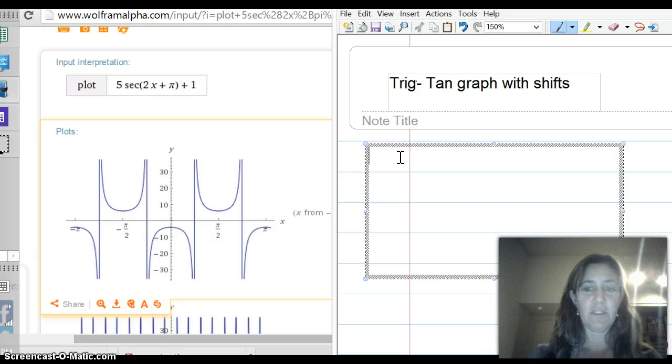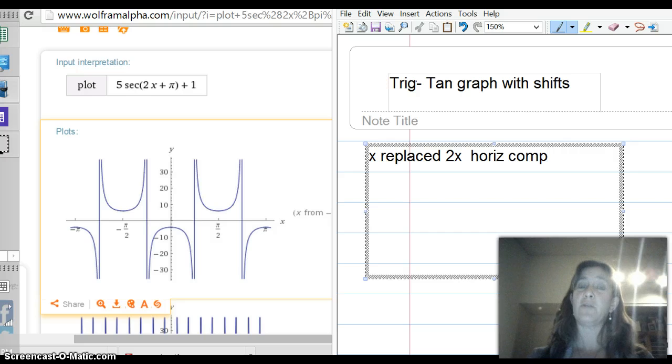So let's first notice here that x is actually first replaced with 2x, which is going to be a horizontal compression of 2. In other words, instead of the period of secant being 2 pi, the period will now be pi. Instead of asymptotes happening at every pi halves, asymptotes are going to happen at every pi fourths.